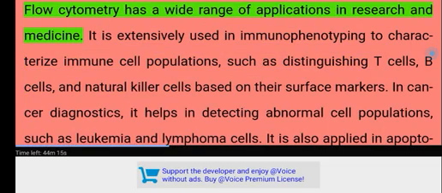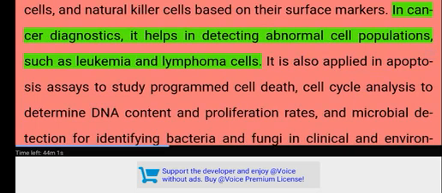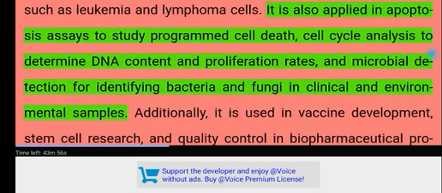Flow cytometry has a wide range of applications in research and medicine. It is extensively used in immunophenotyping to characterize immune cell populations, such as distinguishing T cells, B cells, and natural killer cells based on their surface markers. In cancer diagnostics, it helps in detecting abnormal cell populations, such as leukemia and lymphoma cells. It is also applied in apoptosis assays to study programmed cell death, cell cycle analysis to determine DNA content and proliferation.